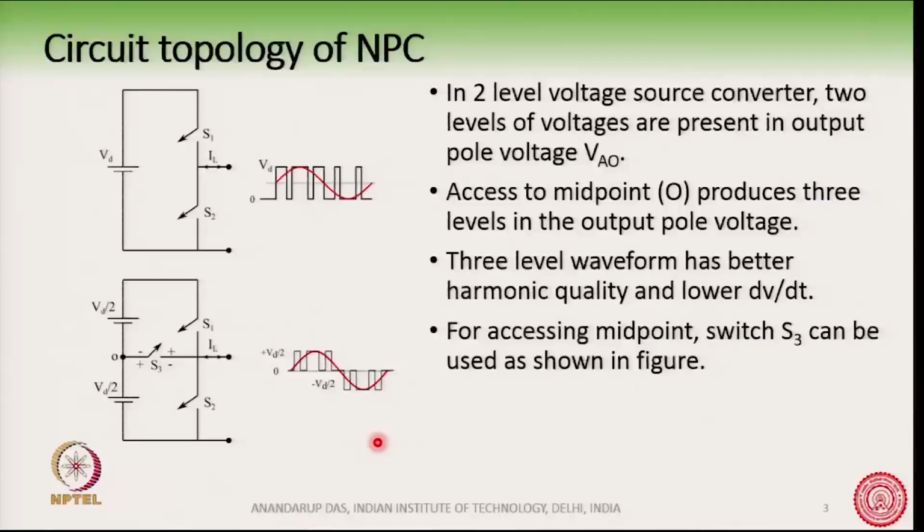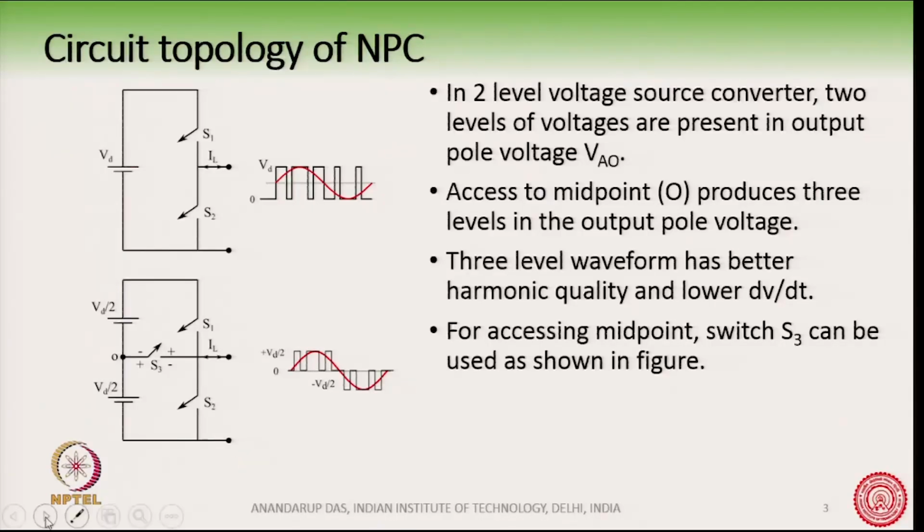So, then came the 3-level converter. It is called a 3-level converter because there are now 3 levels of voltage possible from this converter: Vd by 2, 0 and minus Vd by 2. Earlier we had 2 levels of voltage, 0 and Vd. Now we have 0, Vd by 2 and minus Vd by 2. How we can get this is shown in this circuit here.